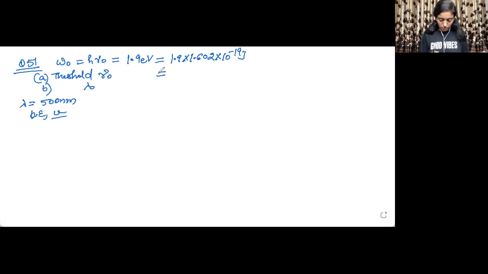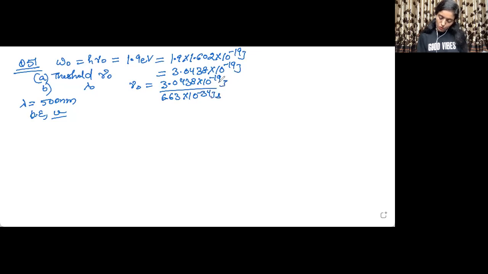1.9 multiplied by 1.602. So it is equal to 3.0438 into 10 raised to the power minus 19 joule. So this is the work function. So from here we can get nu naught. So 3.0438 into 10 raised to the power minus 19 upon 6.63 into 10 raised to the power minus 34 joule second. So here we have joule.